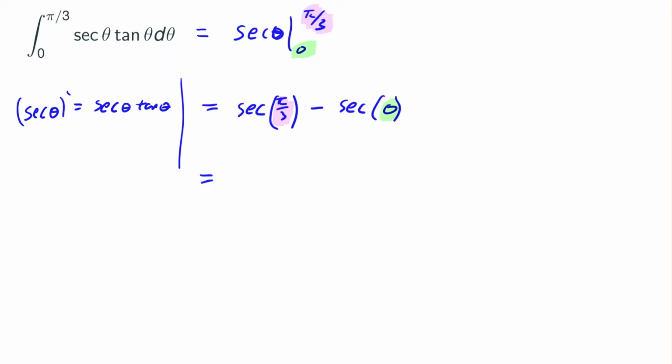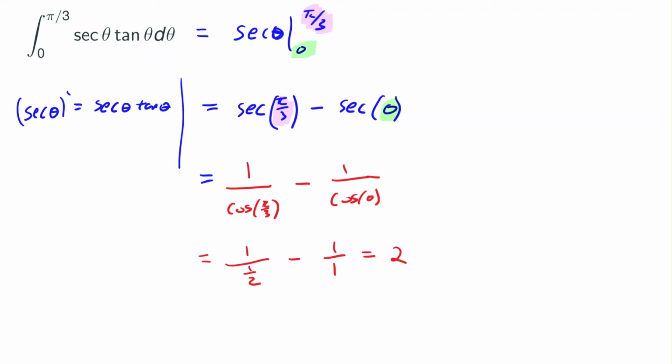When we evaluate this, well, secant is the same as 1 over cosine. So we have 1 over cosine pi over 3 minus 1 over cosine 0. And cosine pi over 3 is 1/2. So we have 1 over 1/2 minus, cosine 0 is 1, 1 over 1. 1 over half is 2, minus 1 equals 1. So this is our final answer.